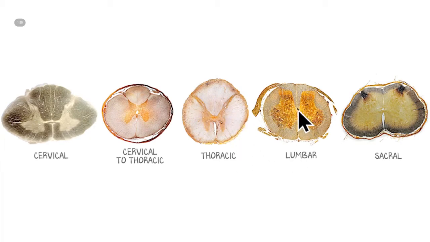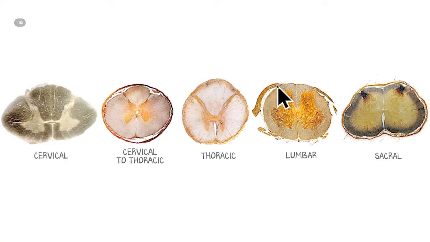In the lumbar region, you can see that the white matter has started to really give way to gray matter. Surrounding this sample is the dura mater. This is the cerebrospinal fluid space, and that is probably the arachnoid layer. This one does not have it. This one doesn't have it either.